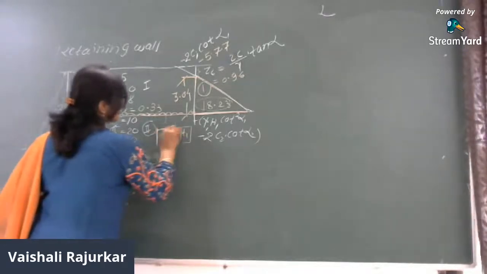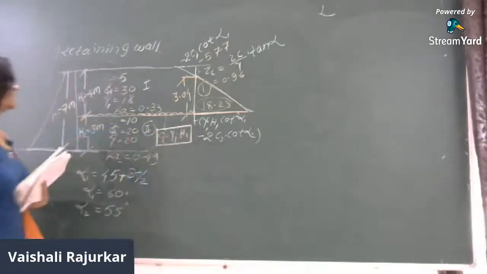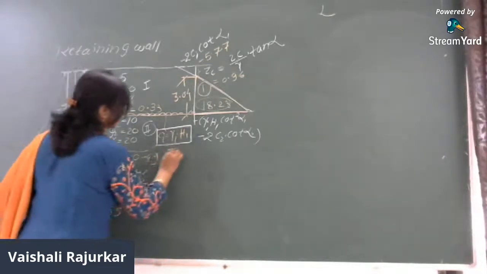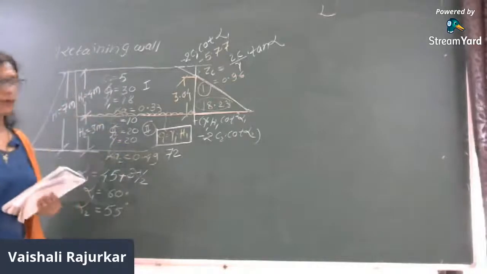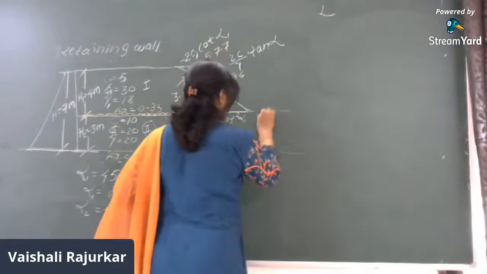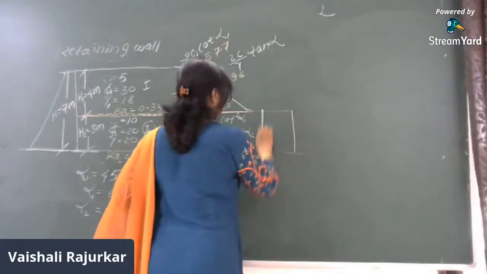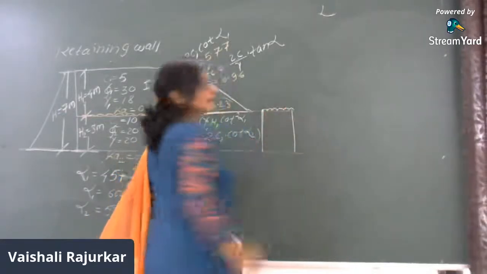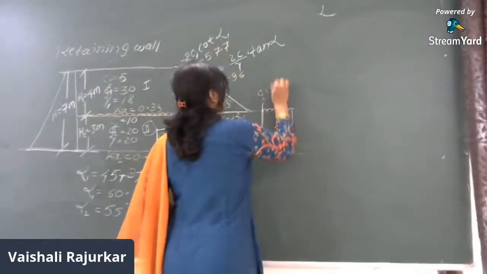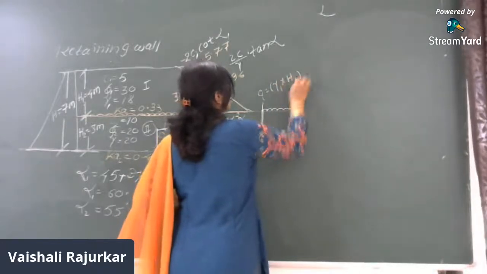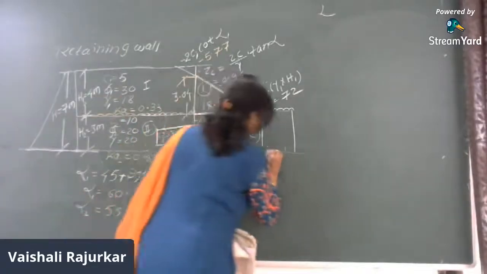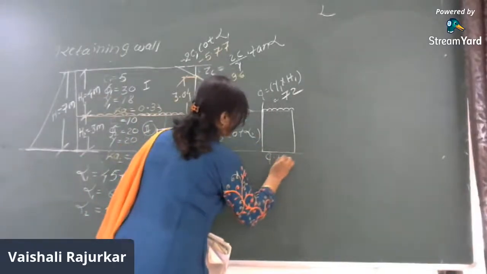Gamma is 18 and H1 is 4 meter, so it will be 72 kilonewton. So I'll just consider this diagram. Here is the surcharge pressure, the surcharge due to the first layer, and that is equal to Q is equal to gamma 1 into H1, so it is found to be 72. And therefore, what is the intensity over here? It will be Q into Ka2.